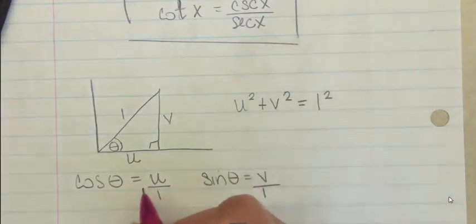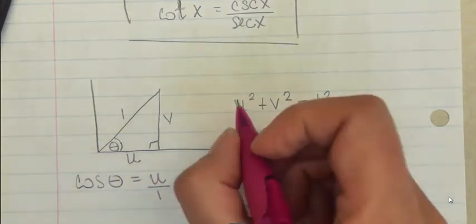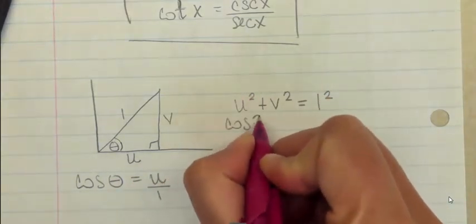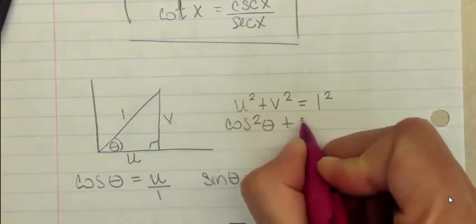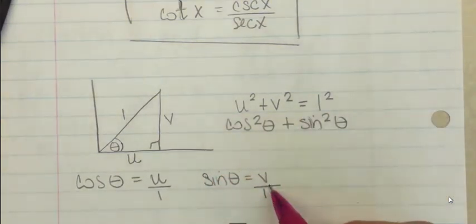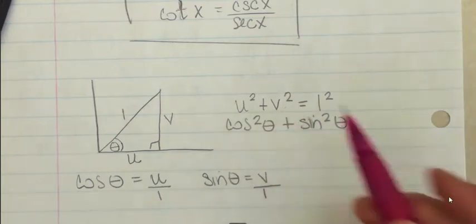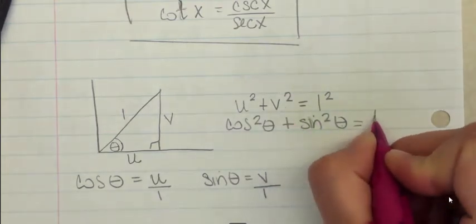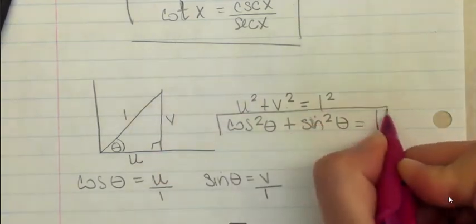So if I take these values and I plug them in instead, I have cosine squared of theta plus sine squared of theta, right? Since v is really sine, if I square that, I get v squared. That will equal 1. And there's your Pythagorean identity.